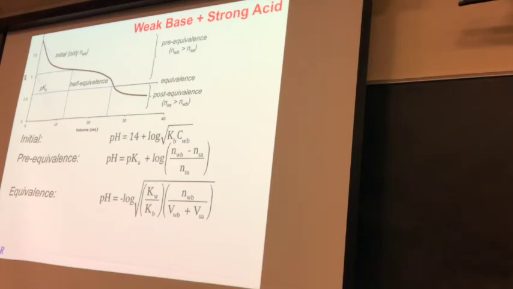At this point, all the weak base and the strong acid have knocked each other out, but however many moles those were, that's going to equal the moles of your conjugate acid, which is really what we're trying to figure out here. And again, at this point, your pH should be less than 7, right? Because you have a weak acid present.